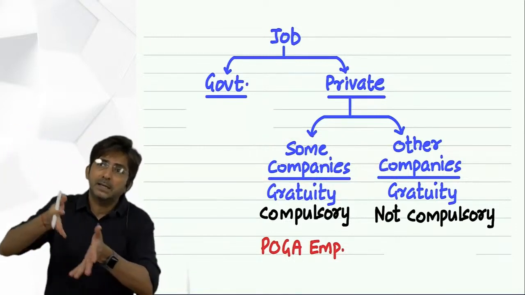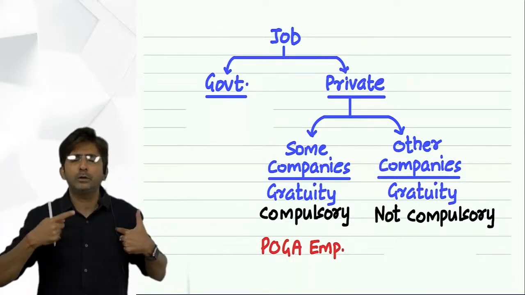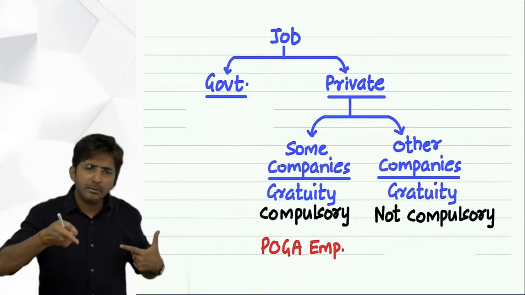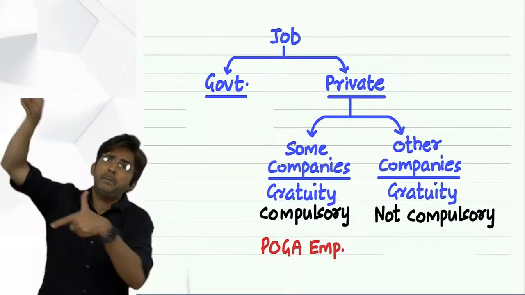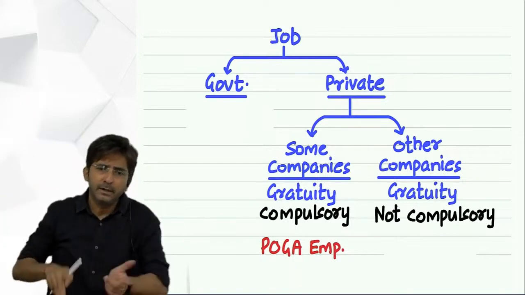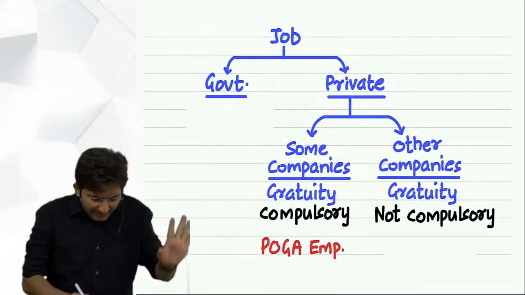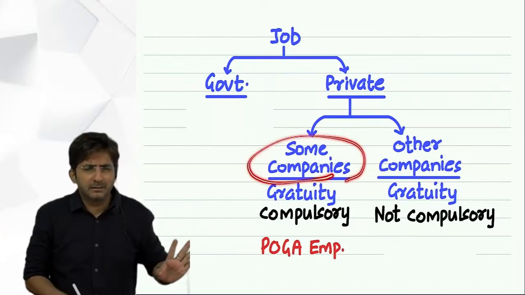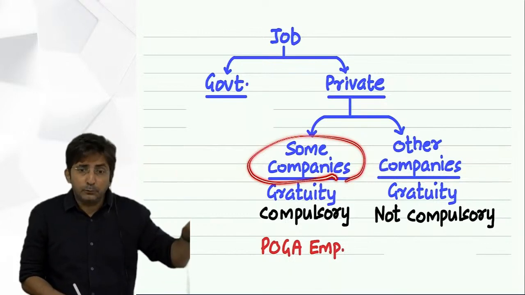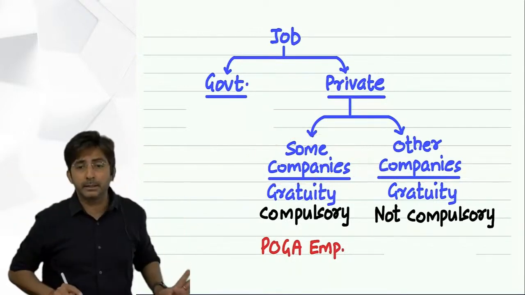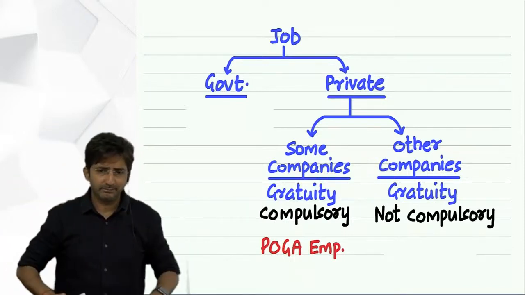And if we start studying that law, we will divert from the Income Tax Act. I am here to teach what? Income Tax Act 1961. But all this is written where? In the Payment of Gratuity Act 1972, it's a different act. You should just have a rough idea that there are some companies, we don't know which, where gratuity payment is compulsory. And if you work in such a company, you are called a POGA employee.